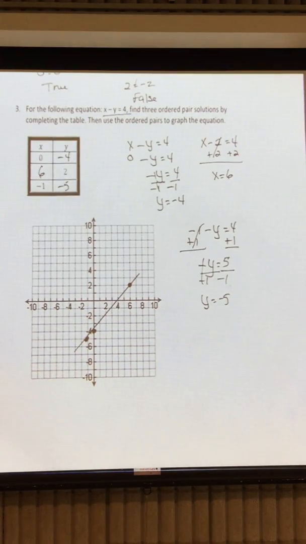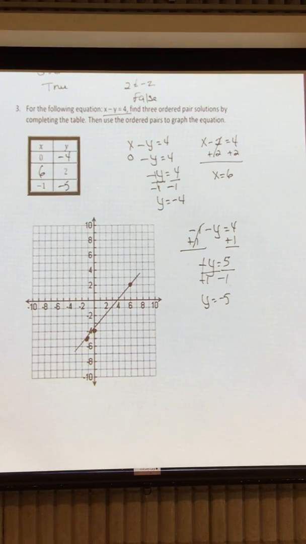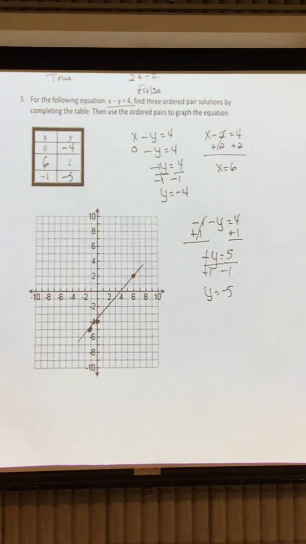And that completes Chapter 3, Sections 1 and 2.